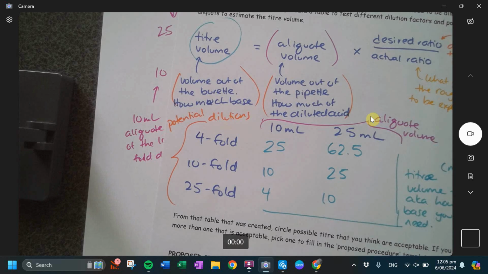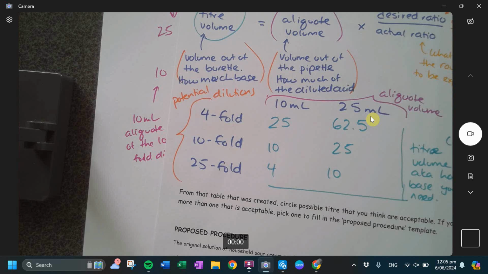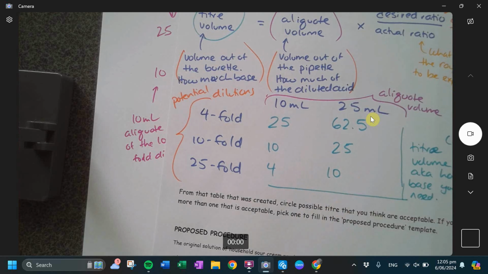All right, questions, concerns, comments? All right, here's some of the good news. There are multiple correct answers in this. This is something a lot of students have a hard time wrapping their head around because they're so used to chemistry having right answers or wrong answers. But there are multiple ways to do things correctly. What I'm looking for is that whatever proposed procedure you use, the titrate volume falls between 10 and 25 milliliters.